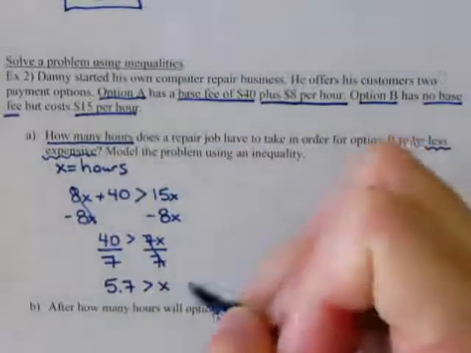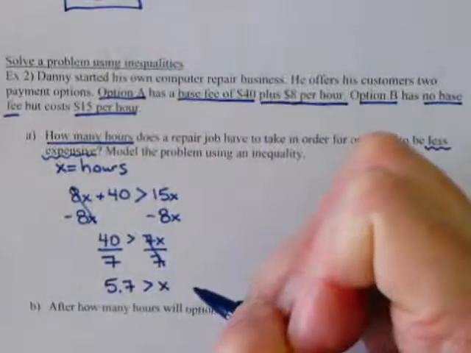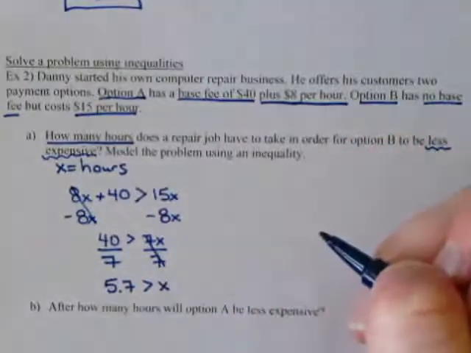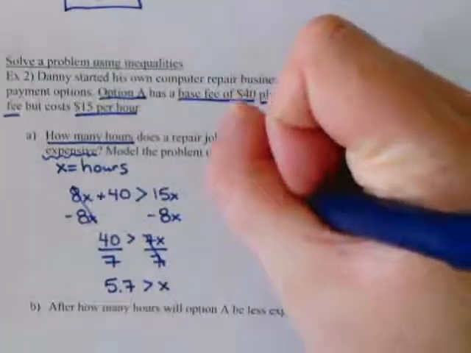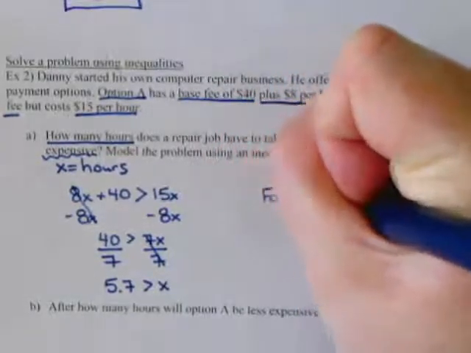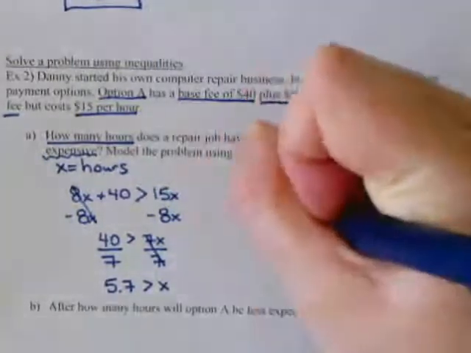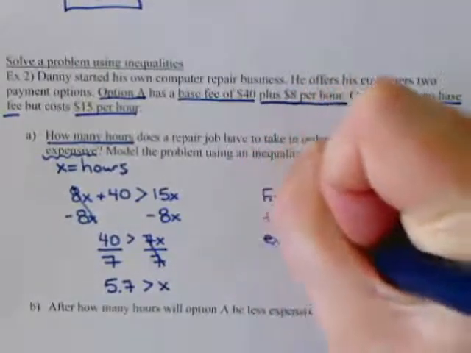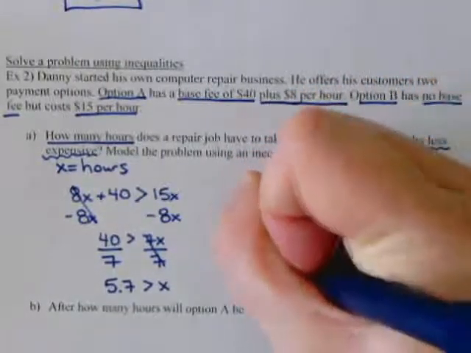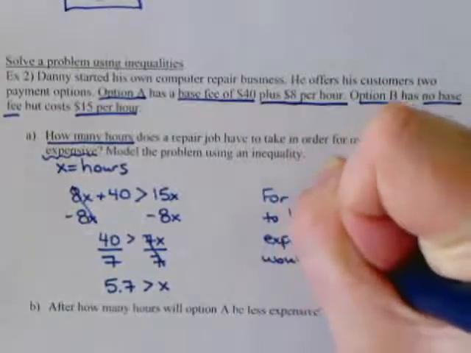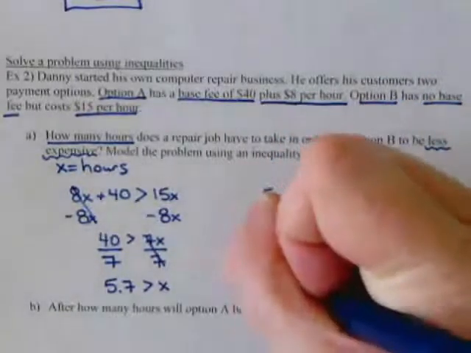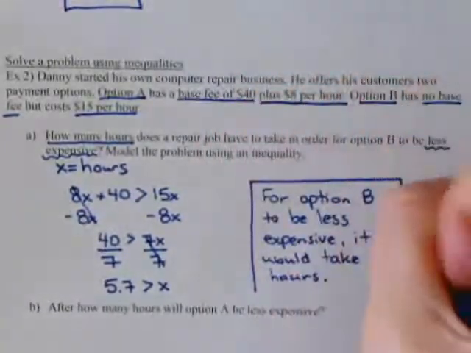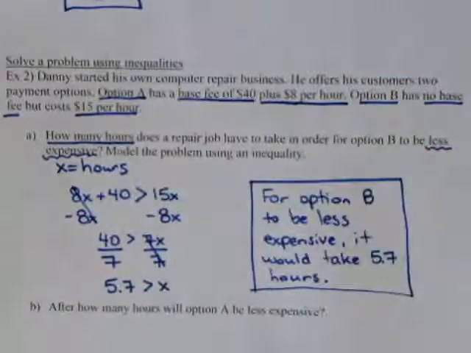So, we have to interpret that solution. You have to write a sentence for it. There's no question about it. So therefore, you would say for option B to be less expensive, it would take 5.7 hours. And that is your final answer.